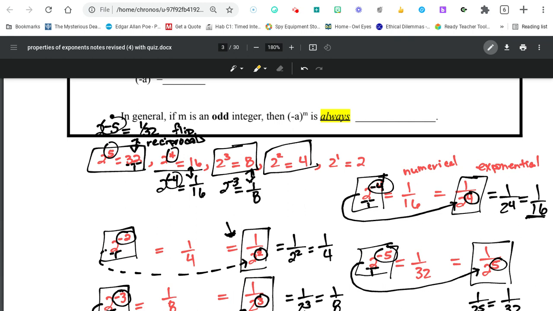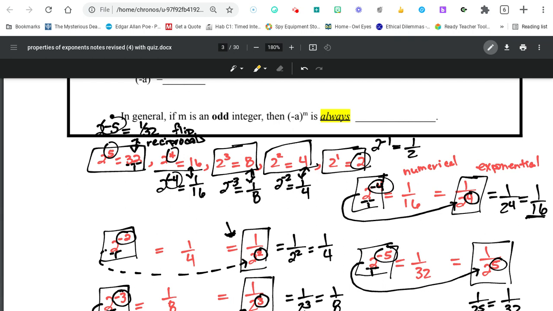2 to the 2nd power is 4. So 2 to the negative 2nd power is the reciprocal of 4, which is 1 over 4. 2 to the 1st power is 2. So 2 to the negative 1st power is the reciprocal of 2, which is 1 over 2.